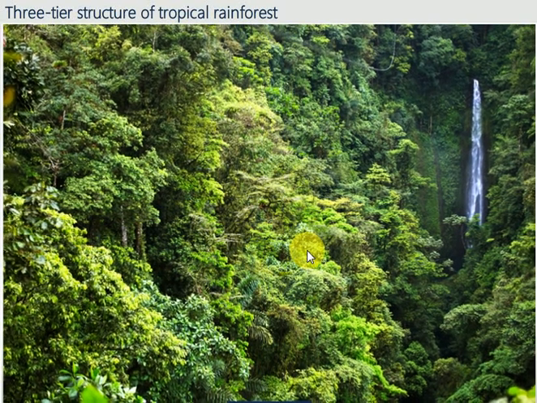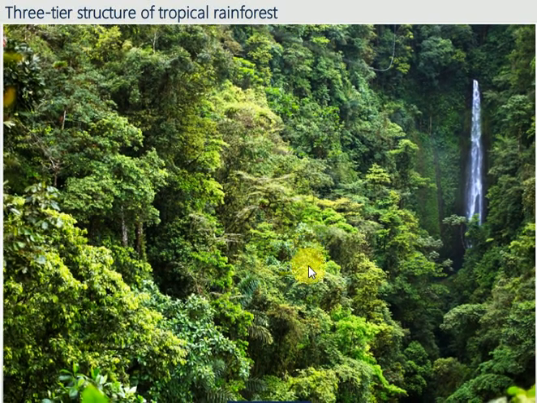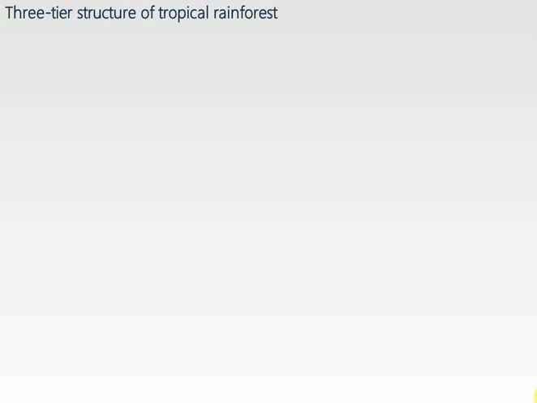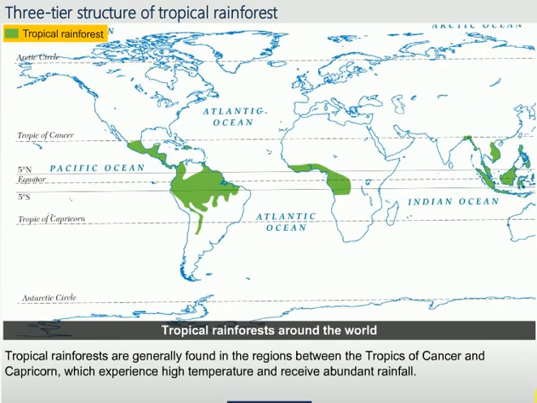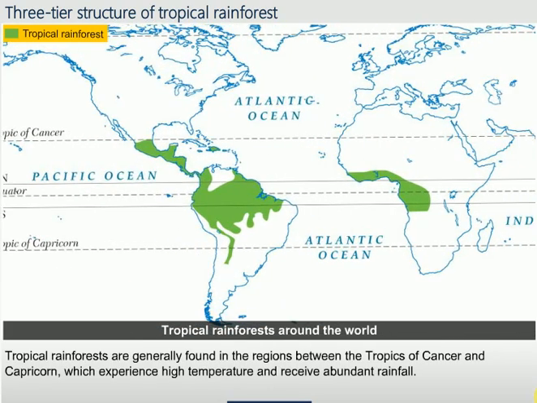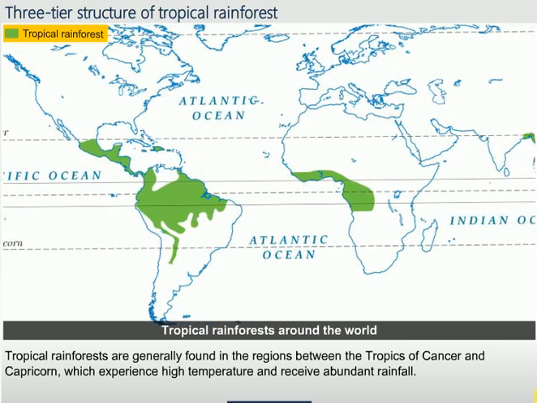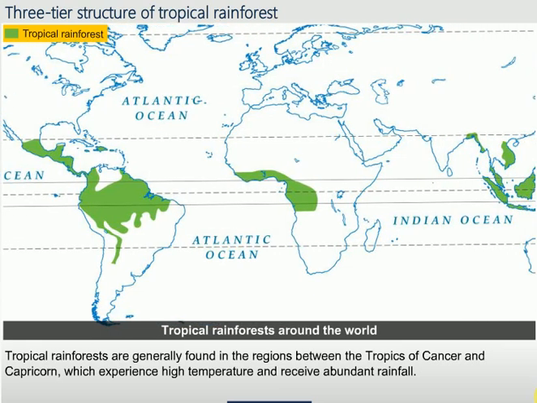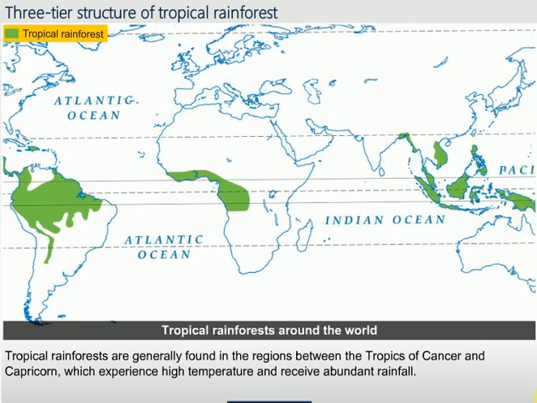Tropical rainforest. Tropical rainforests are generally found in the regions between the Tropics of Cancer and Capricorn, which experience high temperature and receive abundant rainfall.